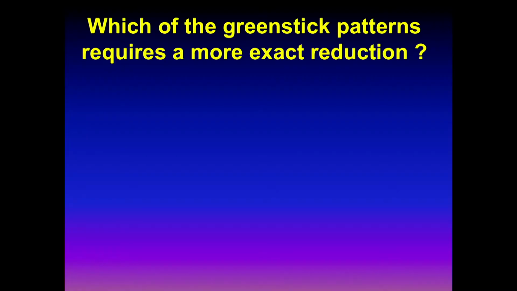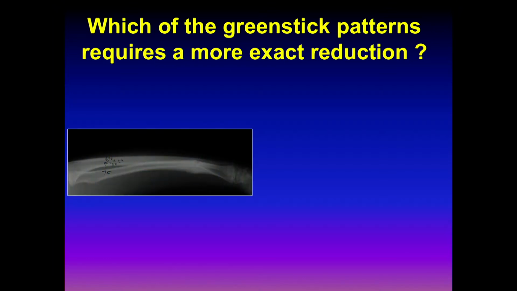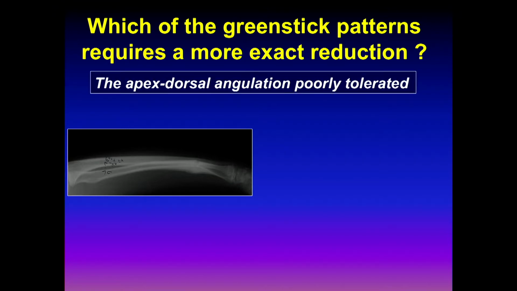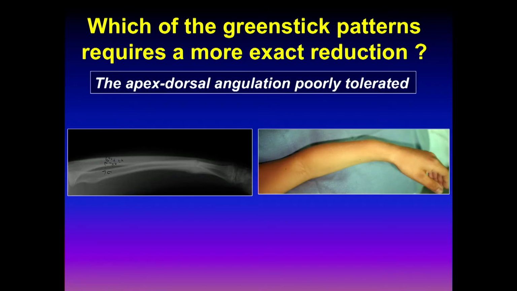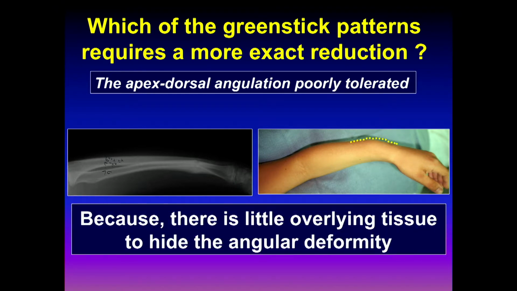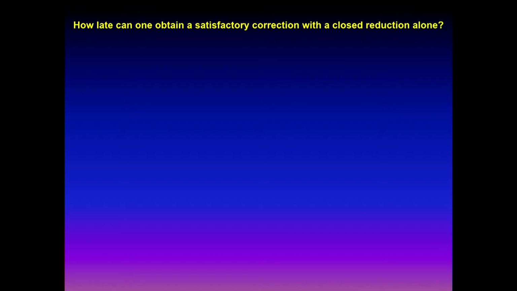Now, which greenstick fracture requires a little bit more exact reduction? The apex dorsal, because it's poorly tolerated and you don't have a lot of soft tissue to correct that or to cover it, to hide it. And what other factor can occur when you have an apex dorsal angulation? There's very little overlying tissue to hide the angular deformity.